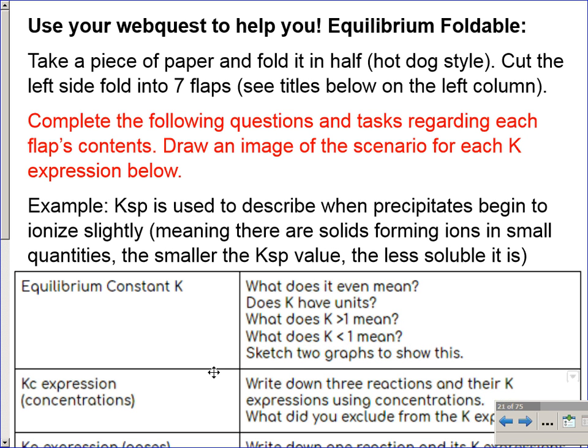As reactants react, they don't just disappear. What do they form? Products. And as products themselves react together, they don't just go nowhere. What do they reform? Reactants. So this is a constant back and forth, back and forth. We call the forward reaction the forward reaction, and we call the opposite of that the reverse reaction. So we're talking about reactions that can go both ways.